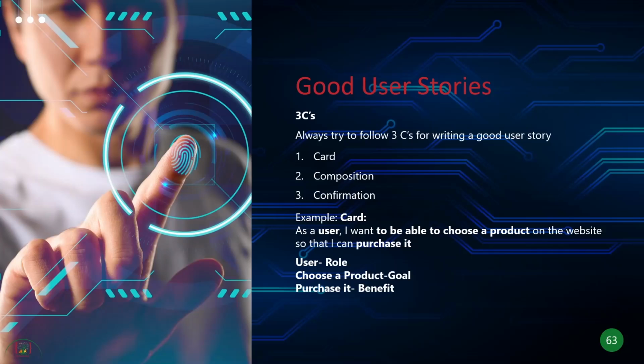So I am defining who the user is. That's the role. It has to be customer centric. I'm saying that there is a goal, that is choose a product, and there's a benefit that is purchase it. There's a benefit that the user will get through this user story. So try to have these three things in mind. And if you follow this, and there are many other methods like INVEST, SMART principle, you'll be able to automatically write the user story from the perspective of the customer, what their goal is, how they're going to benefit from it.